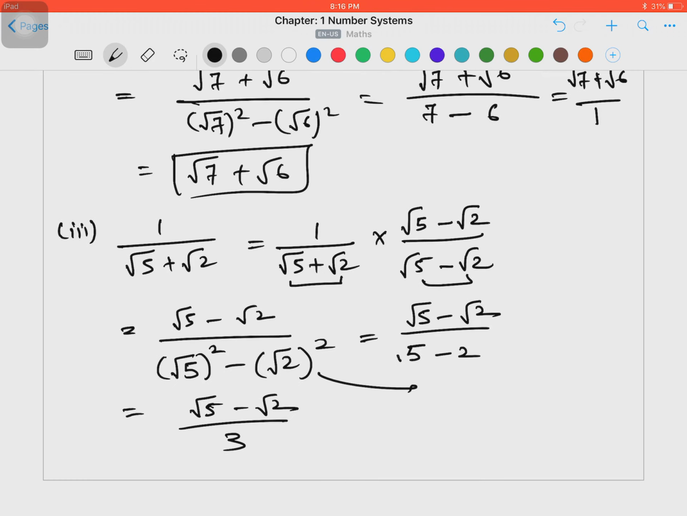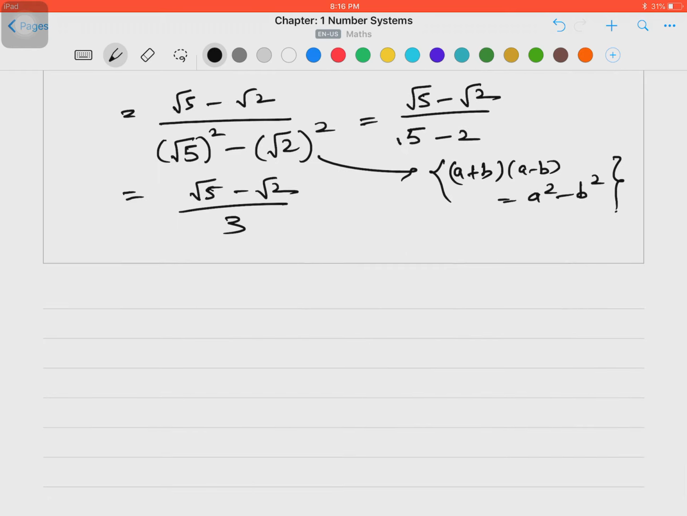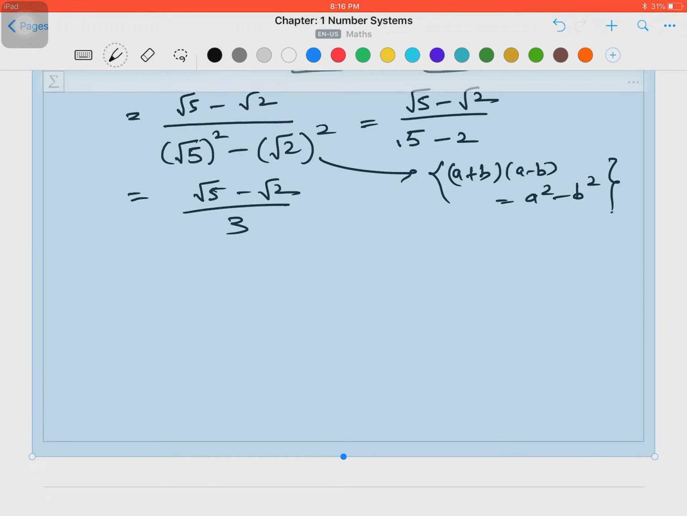The identity that we are using here is, let me write it here, a plus b and a minus b is equal to a square minus b square. This is the identity we have been using in all the questions of rationalization.